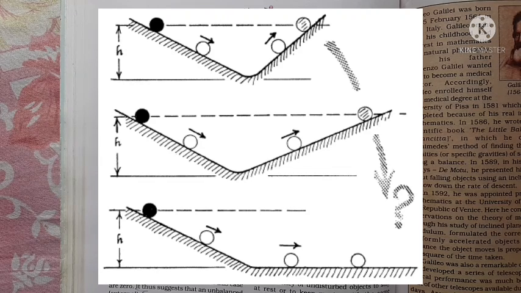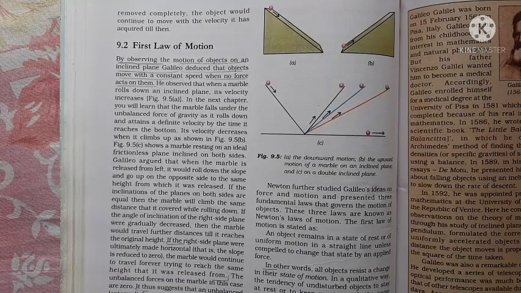Suppose we assume that there is no external unbalanced force acting on this marble. If the surface is very smooth, this marble will continue rolling forever, which is not possible in a practical case. But if there is no external unbalanced force acting on it, it will continue moving forever, trying to reach the same height that it was released from. So this is the experiment performed by Galileo. Based on this experiment, Newton gave Newton's first law of motion.